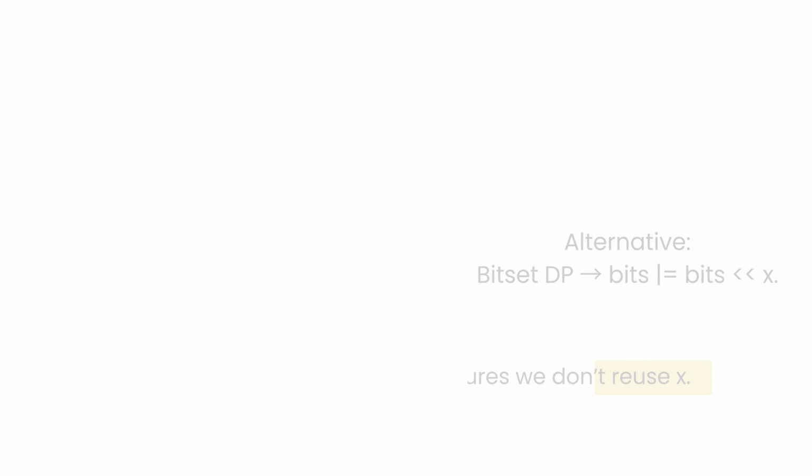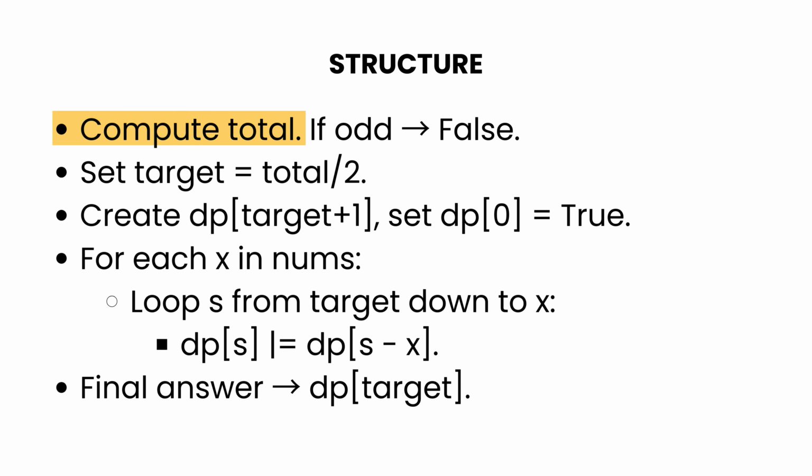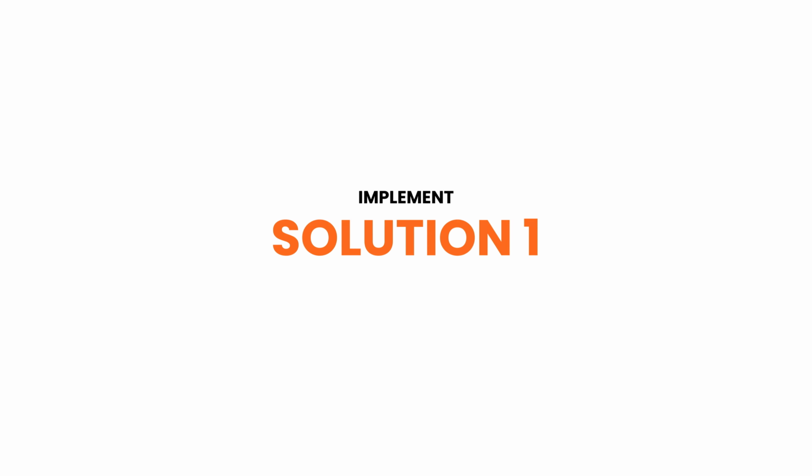Structure. Compute the total. If it's odd, return false. Set target to total divided by 2, and create dp of length target plus 1 with dp of 0 set to true. For each x in nums, iterate s from target down to x, and set dp of s to dp of s or dp of s minus x. Return dp of target. Let's try to implement it using solution 1.